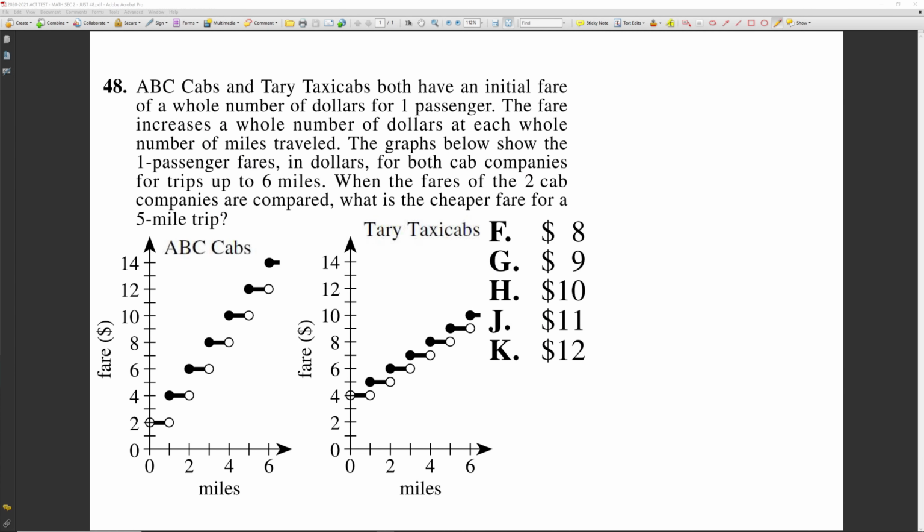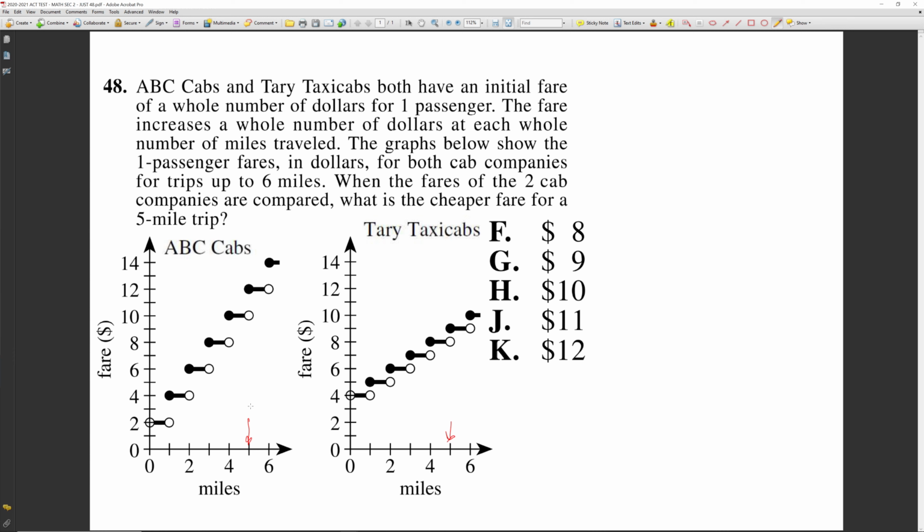Okay, number 48, skip to the end. When the fares of the two cab companies are compared, what is the cheaper fare for a 5-mile trip? So there's cab 1, cab 2, and here's 5 miles. Miles is over here. It's the beginning. ABC cabs and Terry cabs both have an initial fare of a whole number of dollars for one passenger. The fare increases a whole number of dollars at each whole number of miles traveled. The graph below shows the one-passenger fares in dollars for both cab companies for trips up to 6 miles. When the fares of the two cab companies are compared, what is the cheaper fare for a 5-mile trip?